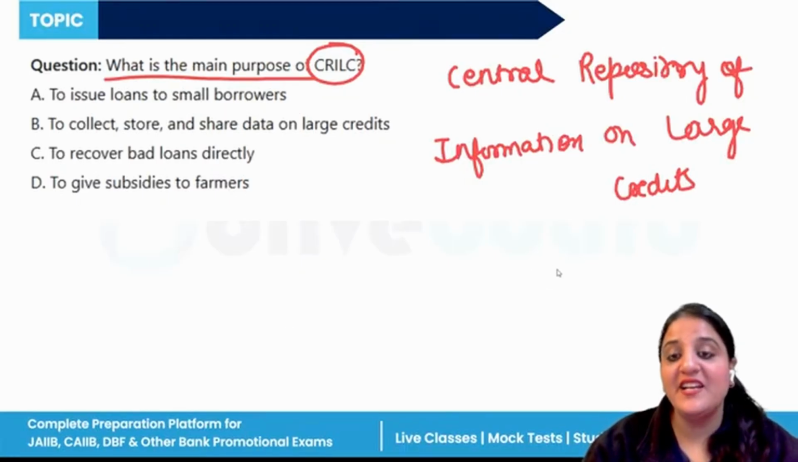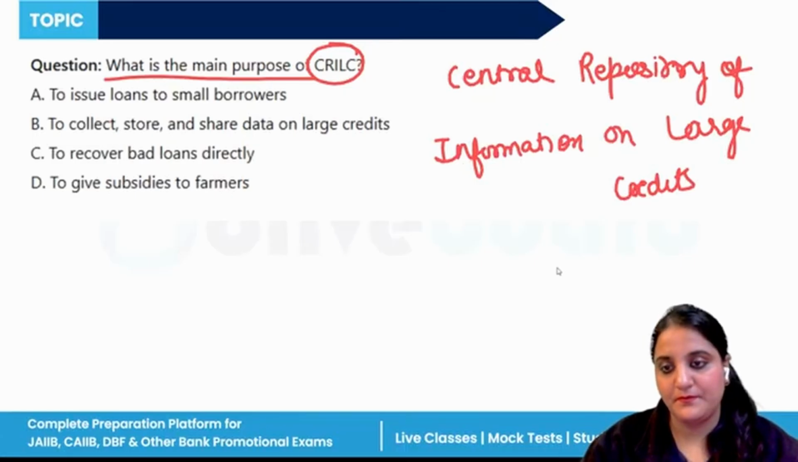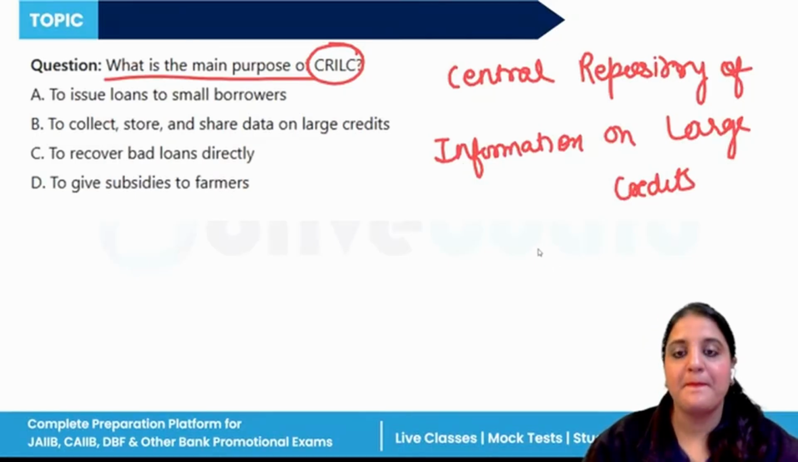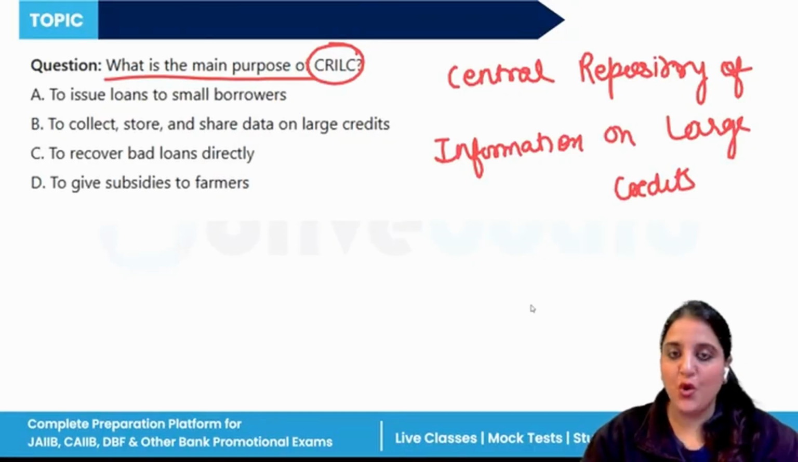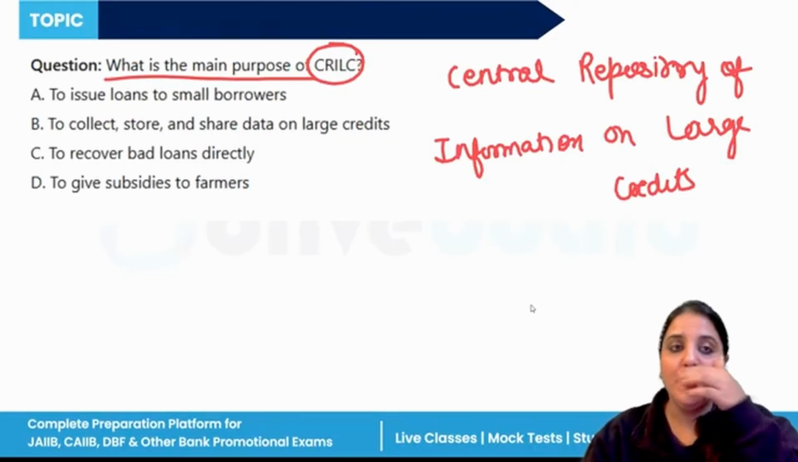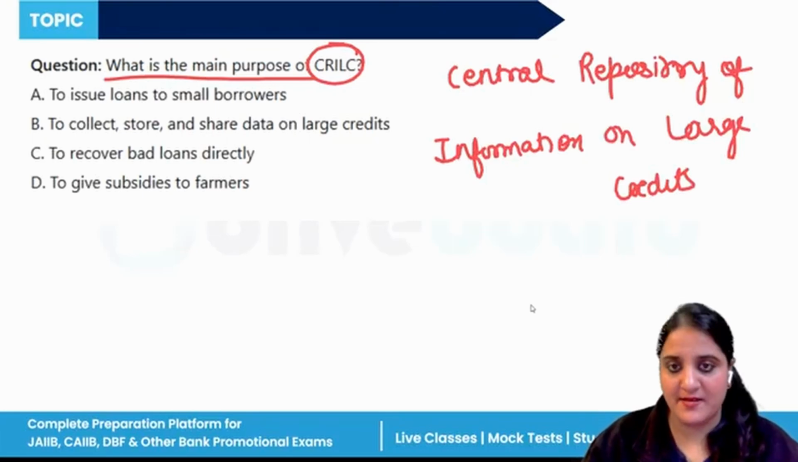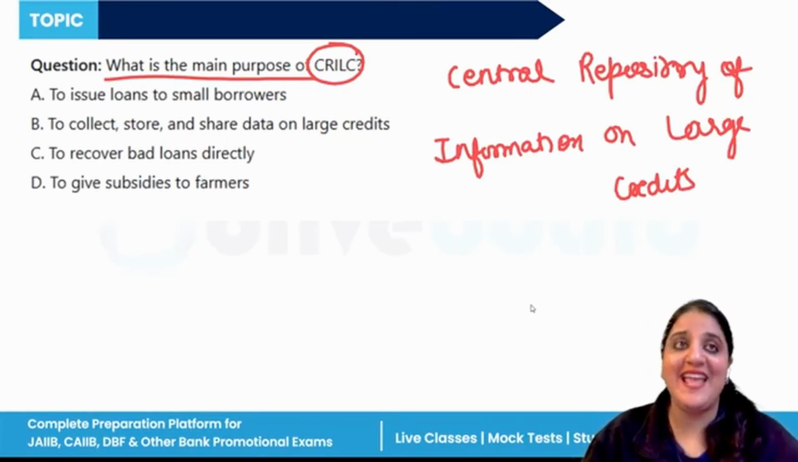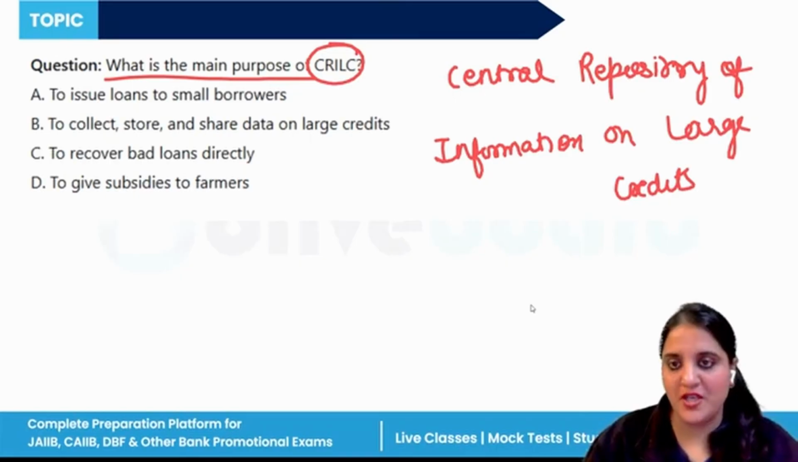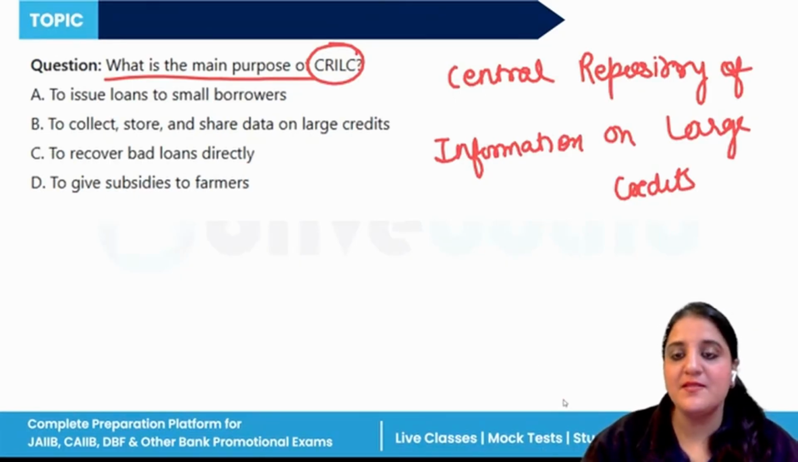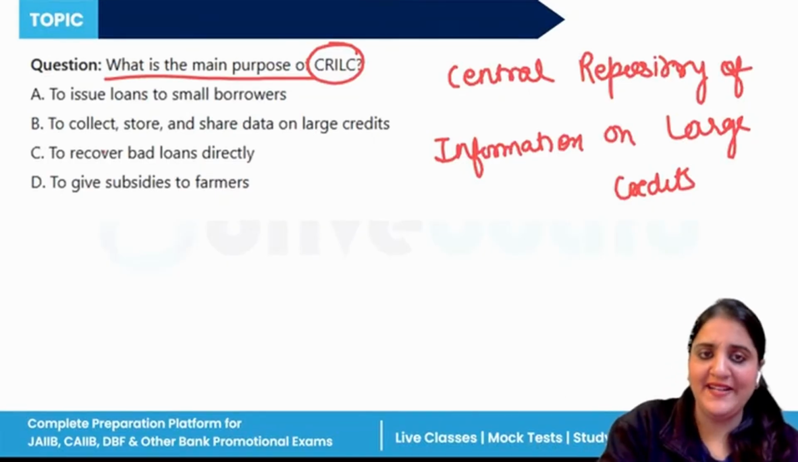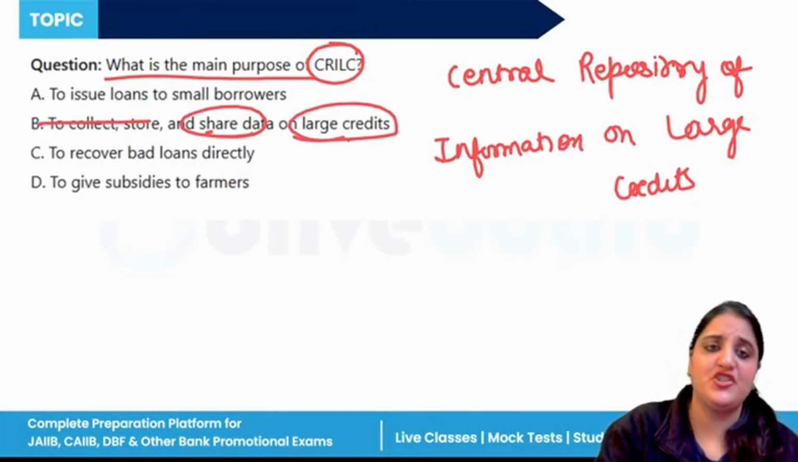This is where the CRILC concept comes in. CRILC's purpose is to collect, store, and disseminate the credit data of large borrowers to all lenders. It helps banks monitor NPAs, avoid overexposure, and take early corrective action. So what is the main purpose of this? Its main purpose is to monitor large exposures, take early action on potential NPAs, and collect, store, and share the data on large credits.